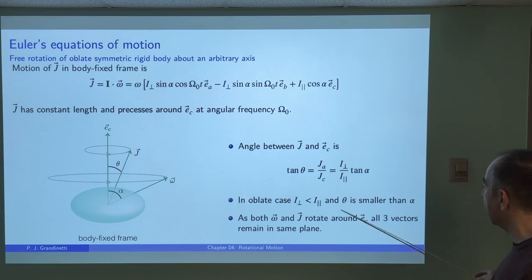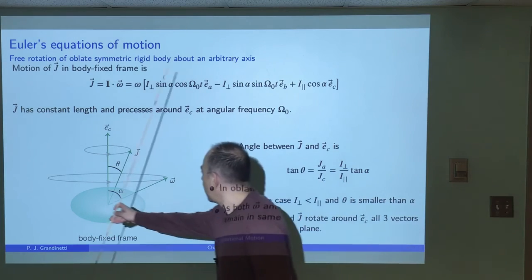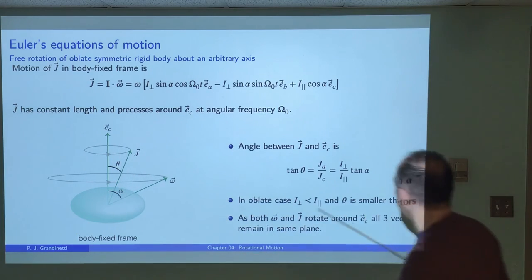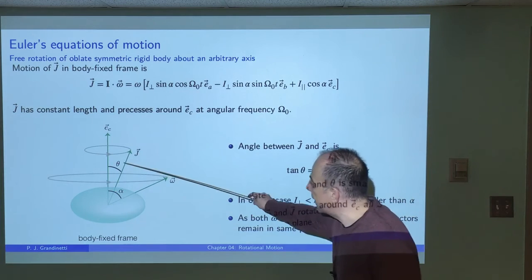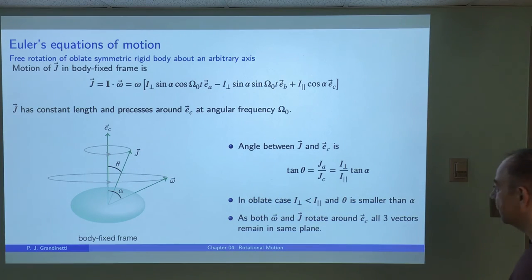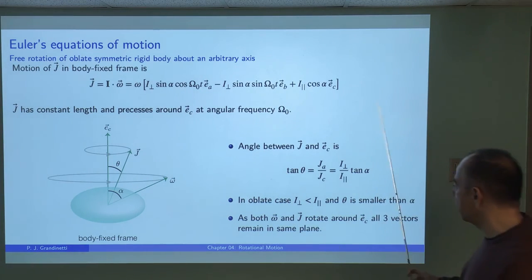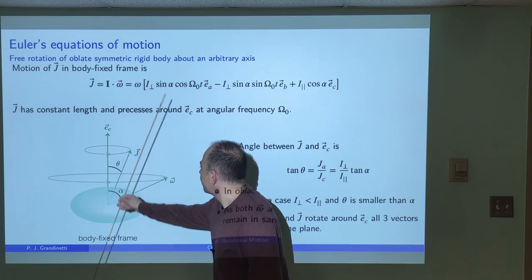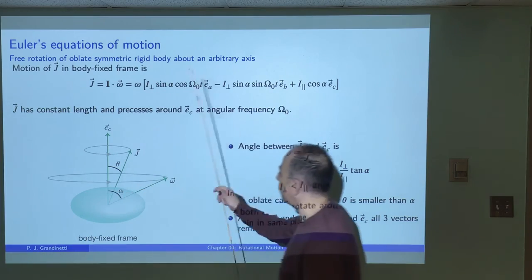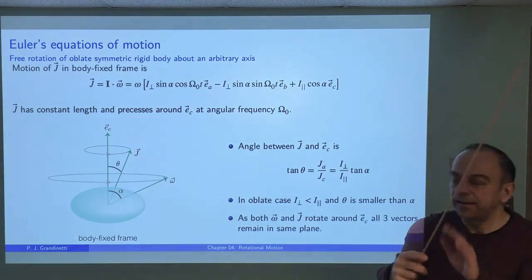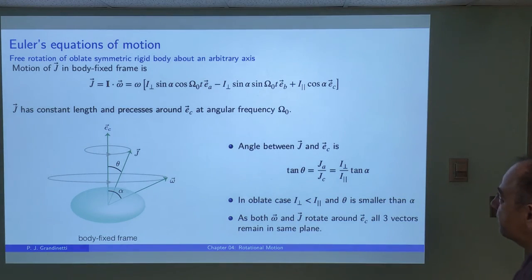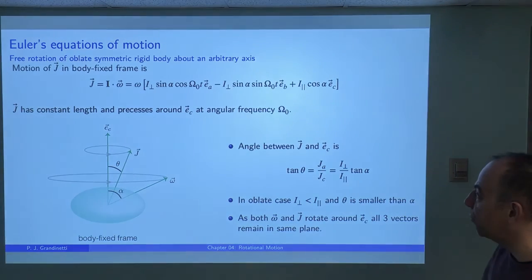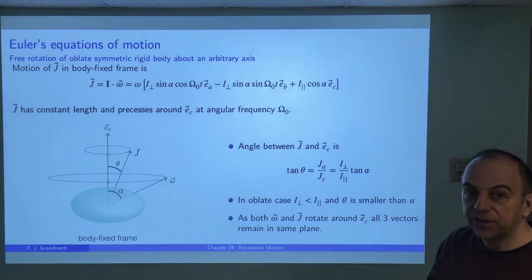Now in this case, the oblate case, theta is smaller than alpha. If we switch to the prolate case, you'll see a switch where theta will be larger than alpha. Okay? And in this picture too, they have the right phase relationship so that e_C, J, and omega are all in one plane as they move around in this time evolution. So that's it. We solved for the equations of motion for omega and J in the body fixed frame.